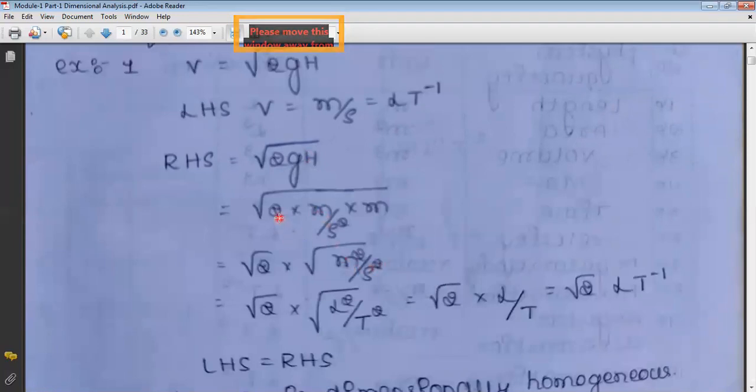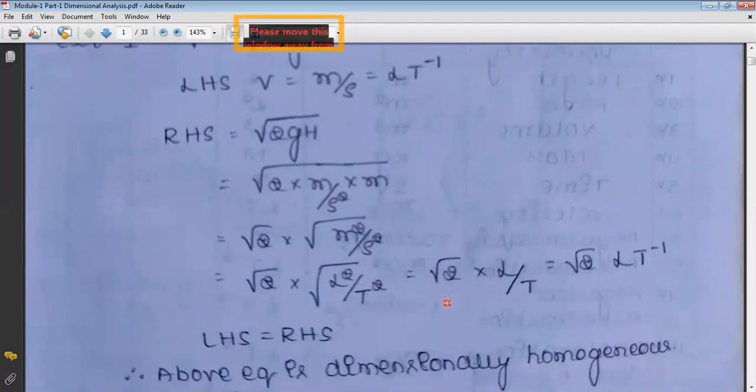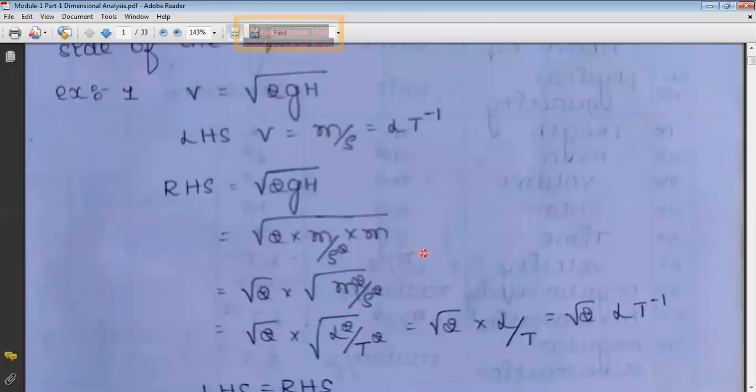Now take root 2 outside, as I said, it is a constant. Therefore, we have root of m square by s square. m stands for meter, whose dimension is L, so L square. The dimension of second is t, so t square. That is root of L square by t square, where the root and square cancel. It is L by t, L t power minus 1. So the dimension of the right hand side is also L t power minus 1. Here we neglect root 2 because it is a constant, a dimensionless number. Therefore, LHS is L t power minus 1 and RHS is also L t power minus 1. Therefore, this equation is called dimensionally homogeneous.